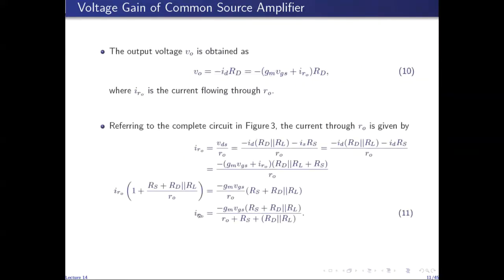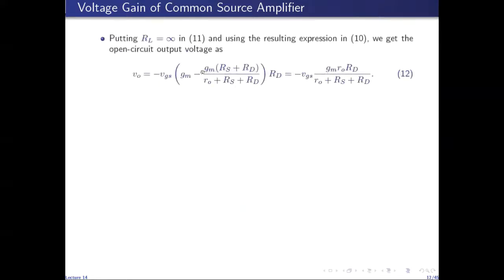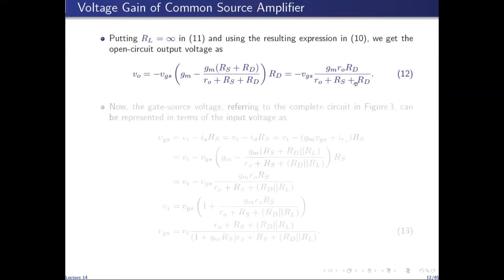I forgot to mention one thing, that when I put IR naught back in here to solve for V naught, I replaced RL with infinity, because V naught is computed when there is no RL. RL is infinity. So we replace RL with infinity in this expression, and the resulting expression is put back here to get this simplified expression, which is then solved to get this expression.